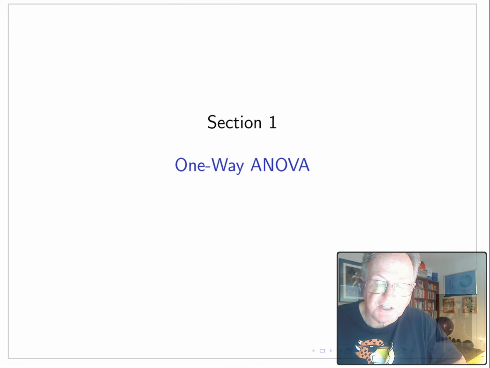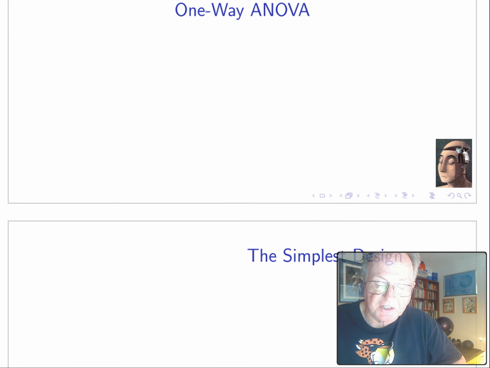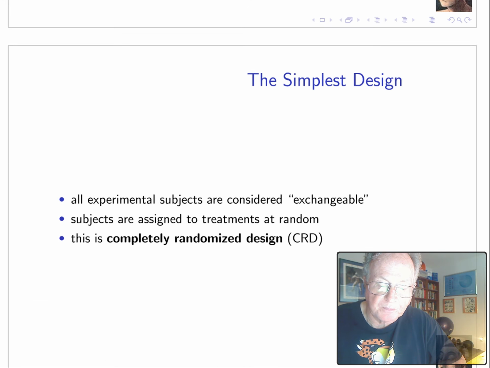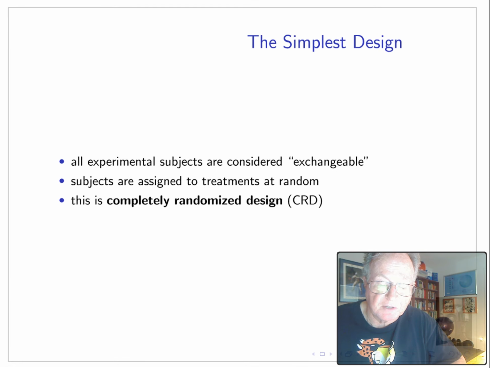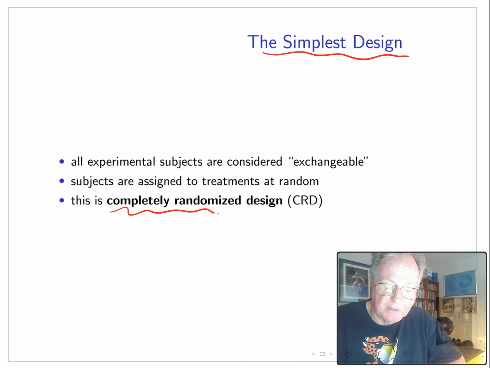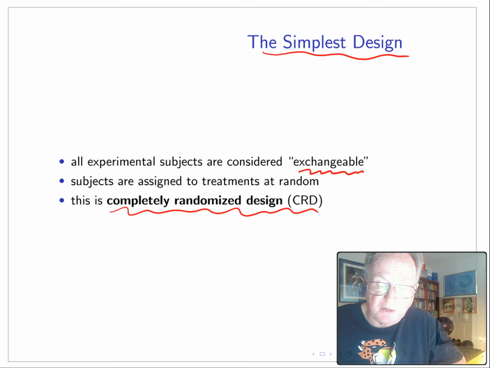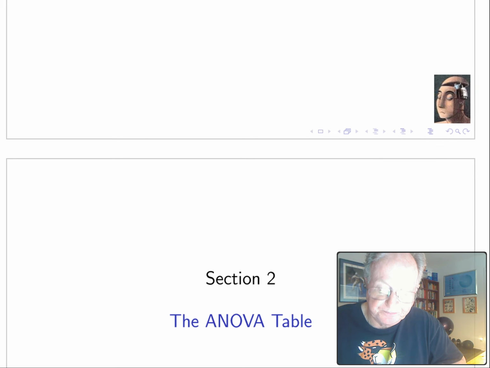So the first thing is actually constructing the test statistic. Let's talk about the design that we used, because this will lead us to the test statistic. We're using the very simplest of designs, what's called a completely randomized design, or one-way ANOVA. In this design, all experimental subjects are considered to be exchangeable. That is, there's no significant difference among them. And subjects are assigned to the treatments completely at random.